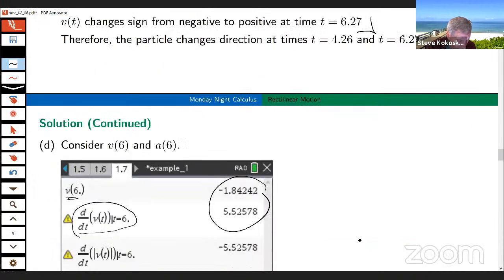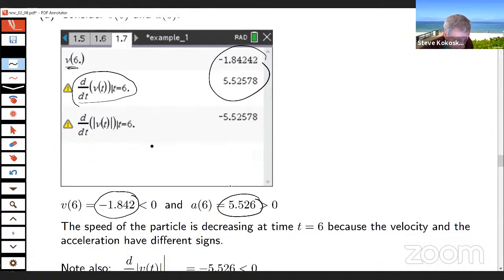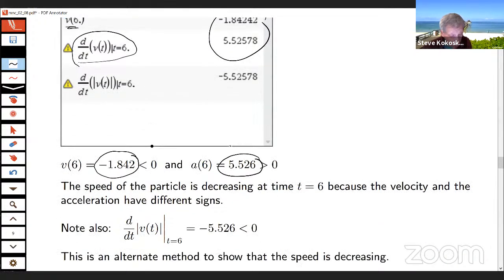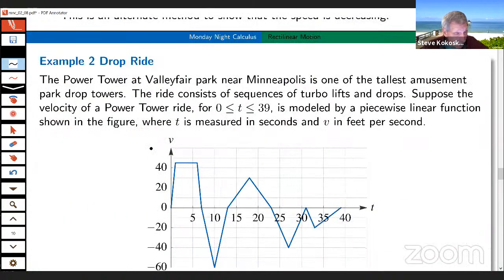Very good questions. And just to finish up this problem here, here's the numerical derivative of the absolute value of the velocity. It's negative. That's interesting, but true. And that means, again, that's an alternative method to show that the speed of the particle is decreasing at that time. So, cool question, very standard sort of AP calculus questions.